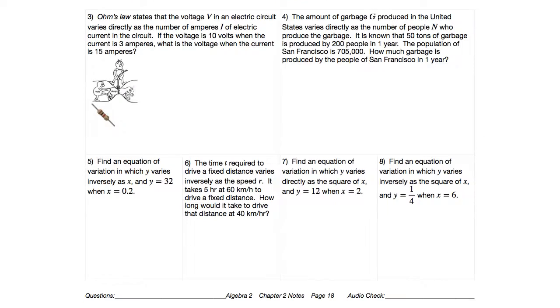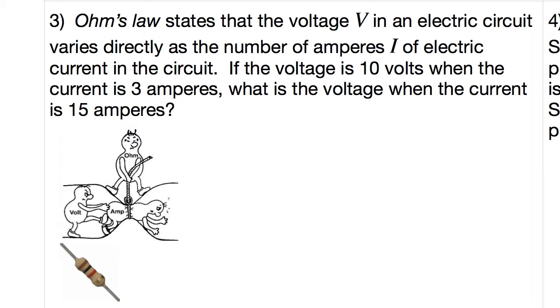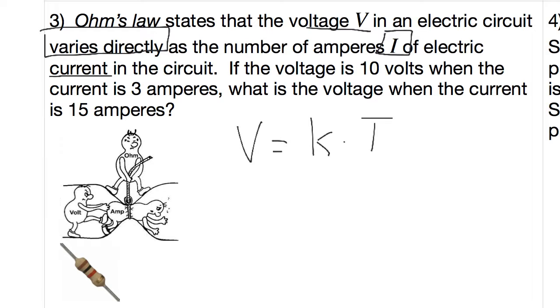60 centimeters. Next example. Ohm's law states that the voltage V in an electric circuit varies directly as the number of amperes, some people call these just amps, I, of electric current in the circuit. If the voltage is 10 volts when the current is 3 amps, what is the voltage when the current is 15 amps? Well, right away, it's best to just write down the variables.